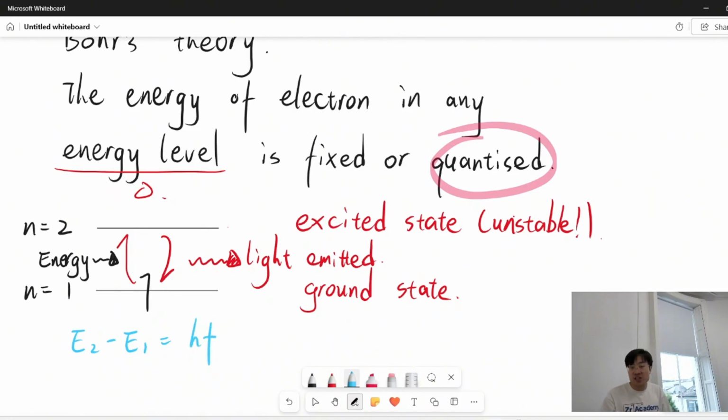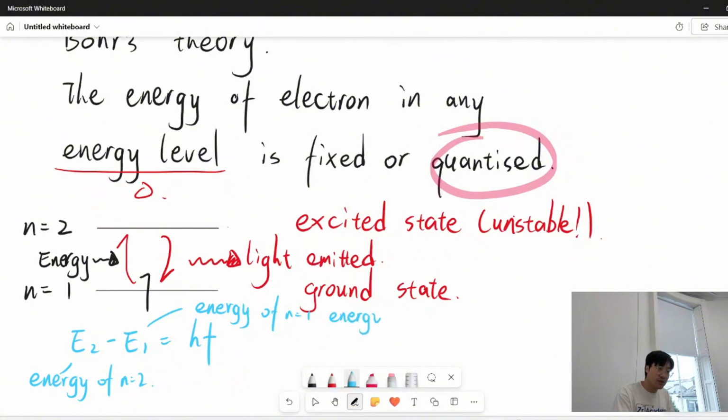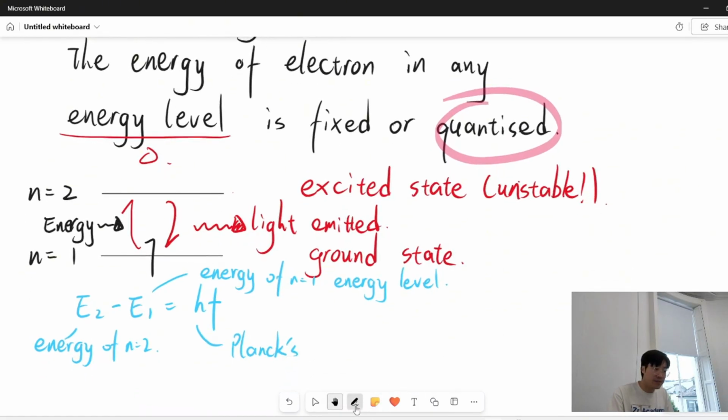So this is the energy required, and that represents the energy of the n equals 2 energy level. And that is the energy of the n equals 1 energy level. And h is Planck's constant. Planck is also known as the father of quantum physics. And f here refers to the frequency of light emitted.